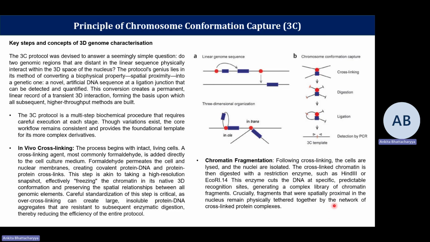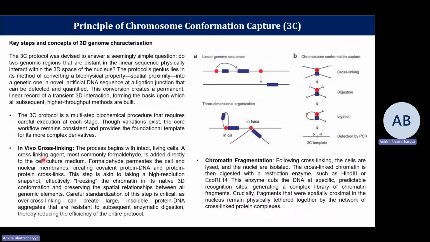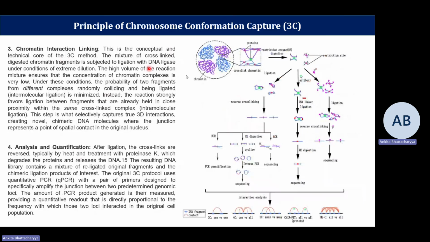So crucially, fragments that were spatially proximal in the nucleus remain physically tethered together by the network of cross-linked protein complexes. So till now, what did you do? You isolated the nucleus. You prepared your cells, did formaldehyde cross-linking, isolated the nucleus, did chromatin fragmentation, and following that, you did chromatin interaction linking.